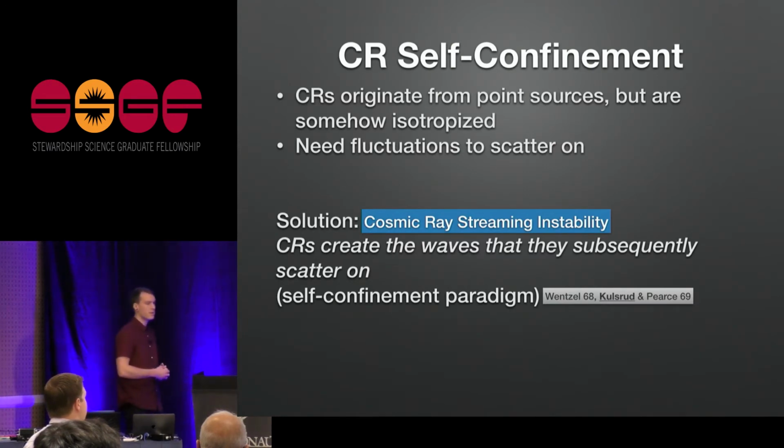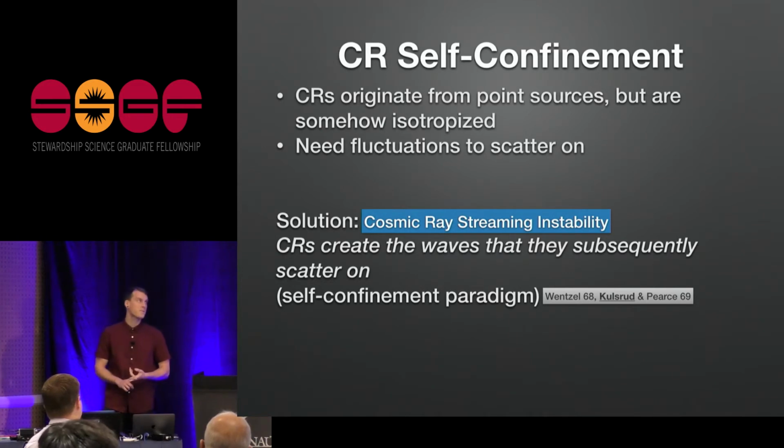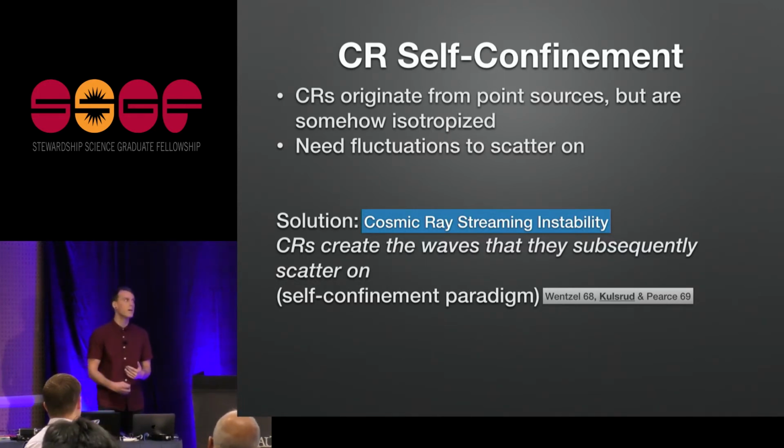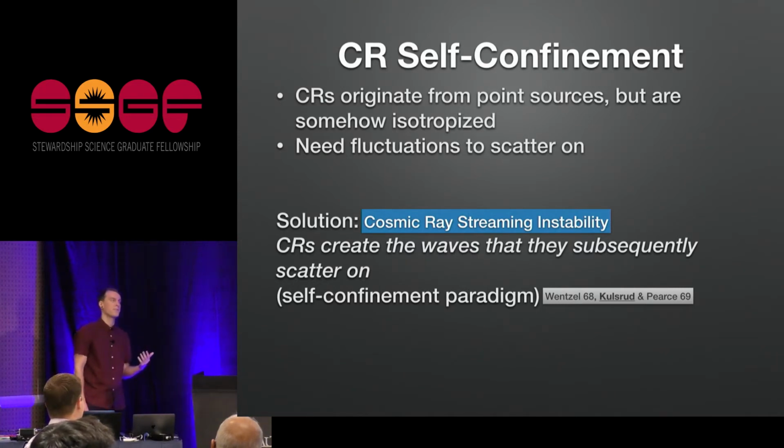So the microphysics is determined by what we call the self-confinement paradigm. Like I told you, cosmic rays originate from shocks. These are point sources. But we also observe them to be nearly isotropic. That means that somehow these point sources need to be scattered strongly as they propagate through the interstellar medium so that by the time they reach us, they're isotropic. And for that to happen, you need fluctuations to scatter on. The way you get these fluctuations is through what we call the cosmic ray streaming instability. The cosmic rays generate the fluctuations that they then subsequently scatter on, and that's why we call it self-confinement.